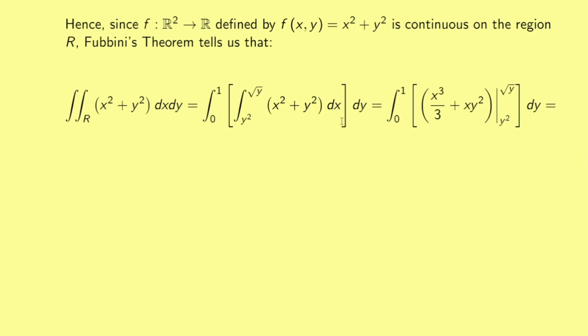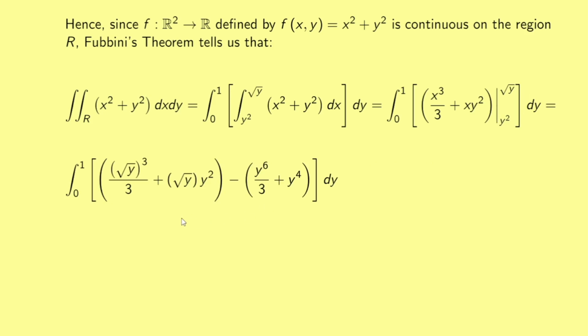First we have to solve this interior integral and then the outside integral. This is easy, because if we integrate x squared plus y squared with respect to x, we get x cubed over 3 plus x y squared. And since the limits of integration are y squared and square root of y, we just plug them here and make the substitution. So we get this. The calculations are not very hard.